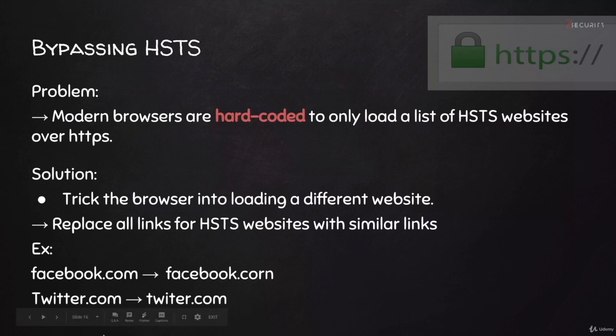For example, we can replace facebook.com with facebook.corn. Now, I know this seems very suspicious, but trust me, when it goes into the URL bar, the R and N here in the middle will seem very similar to the M letter. Another way of doing this, you can replace twitter.com with twitter.com, but with a single T here instead of a double T. I know this sounds a little bit confusing right now, but let me go and do it practically and you will see how this is going to work.